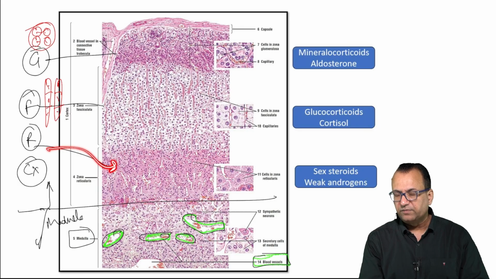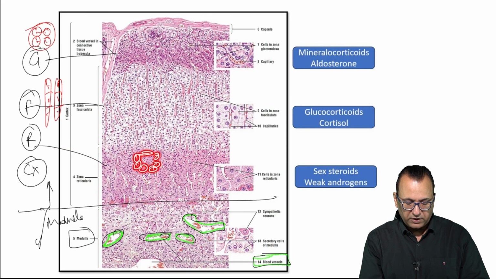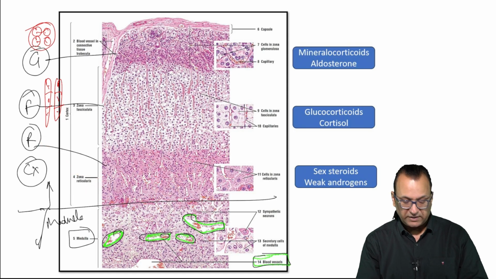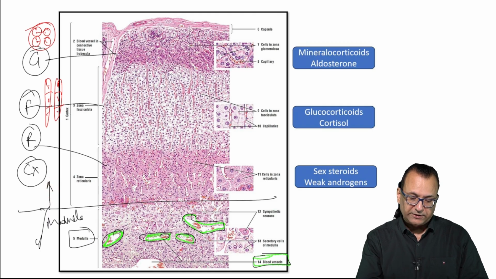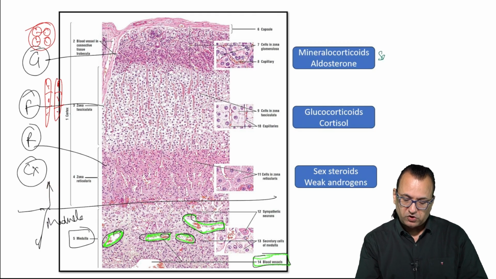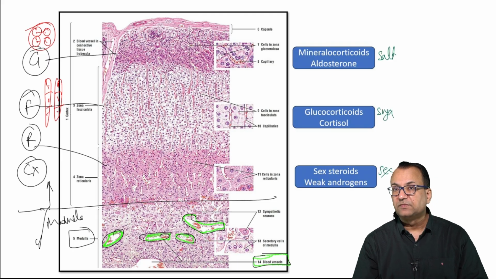Reticulum means network. The cells are making kind of a network, so a network of cells, that is why the name is reticularis. This is the adrenal cortex. And you remember the secretions as the salt, sugar, and sex.